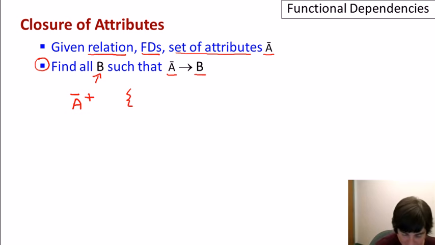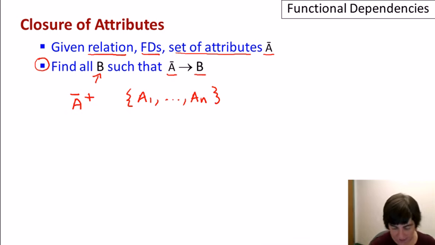Let me be a little more explicit. Let me write out A bar, because remember, whenever we write bar, we're actually talking about a list of attributes. So we're going to write it as A1 through An, and I'm interested in computing the closure of that set of attributes. In other words, the entire set of attributes that are functionally determined by the attributes A1 through An. And I'm going to give an algorithm for doing that.